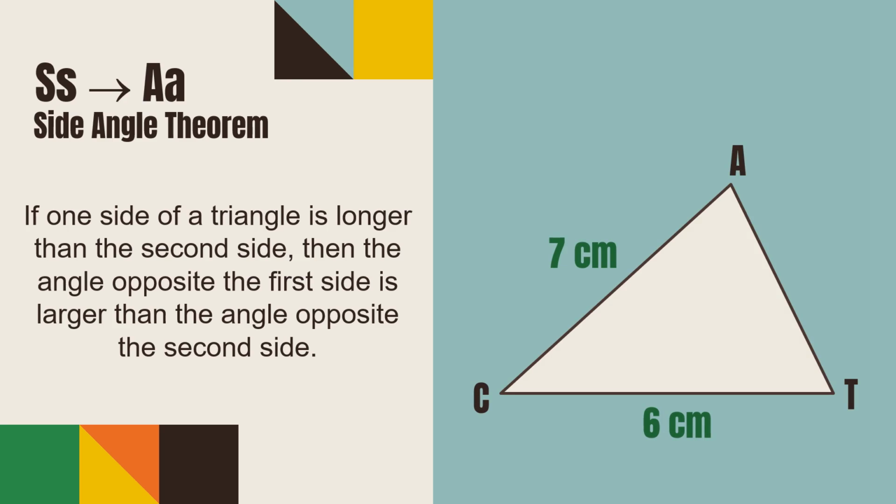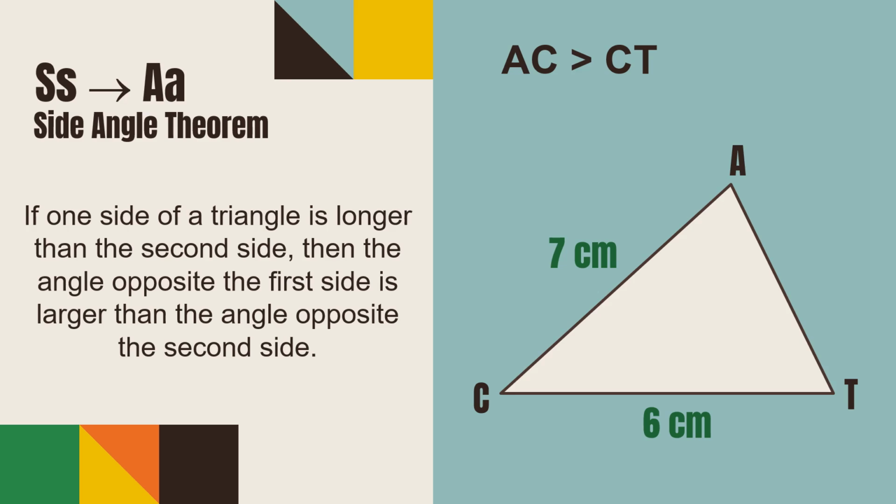So here we have a triangle, triangle CAT. Based on the given in this example, one side, which is line segment AC, is longer than the other side, which is line segment CT. Obviously, 7 centimeters is longer than 6 centimeters. So we could write down that line segment AC is greater than line segment CT.